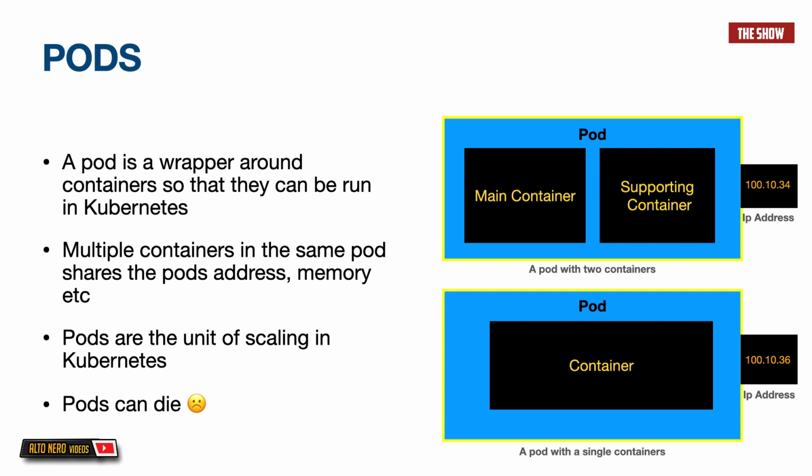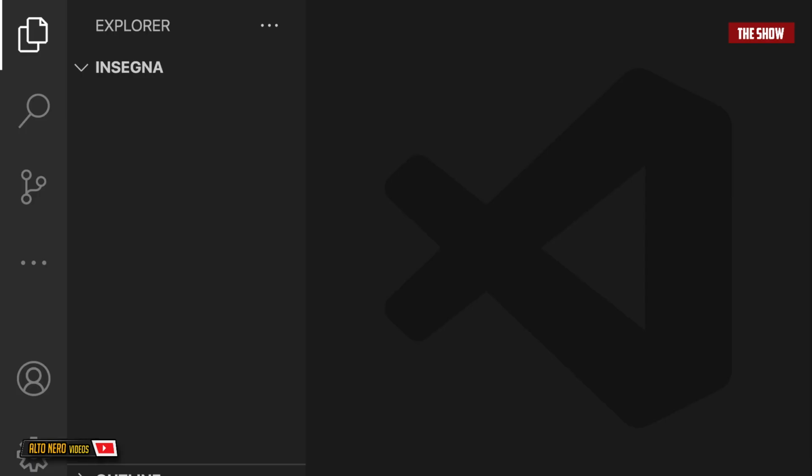So now we know what Kubernetes is. We know that the Kubernetes cluster is made up of masters and workers, and we also know what a pod is. There are a few more things that we need to learn, but we actually learn them when we start using Kubernetes. So let's jump into VS Code and create an app which we can actually deploy using Kubernetes. Remember that in this tutorial, we will use Docker as the container runtime.